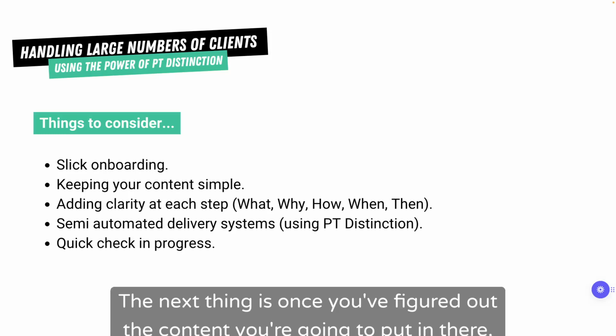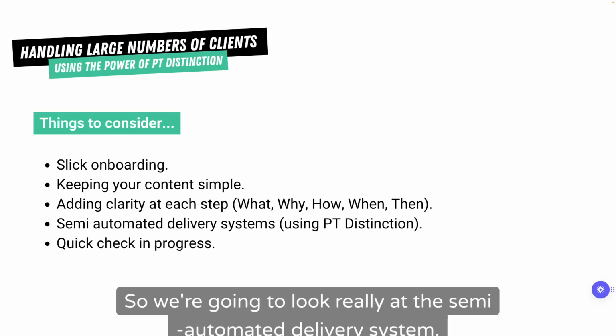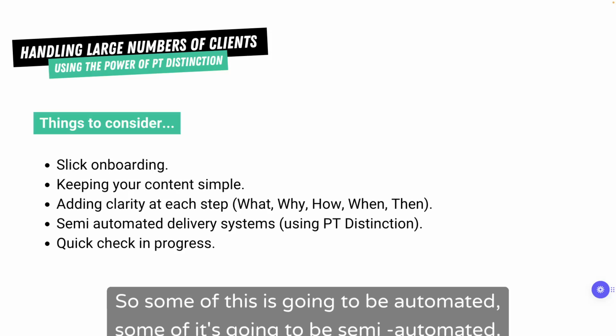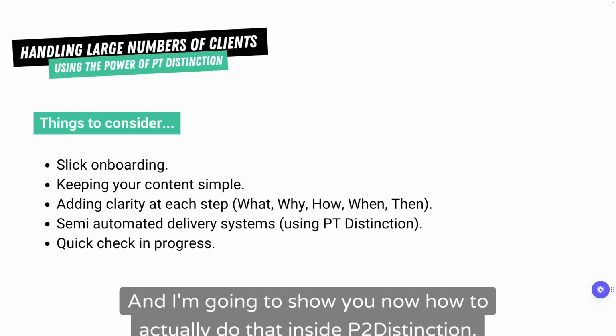The next thing is, once you've figured out the content you're going to put in there, we want to be looking at the delivery system. So we're going to look really at a semi-automated delivery system. Some of this is going to be automated, some of it's going to be semi-automated. And you're going to use PT Distinction to do that. And I'm going to show you now how to actually do that inside PT Distinction.